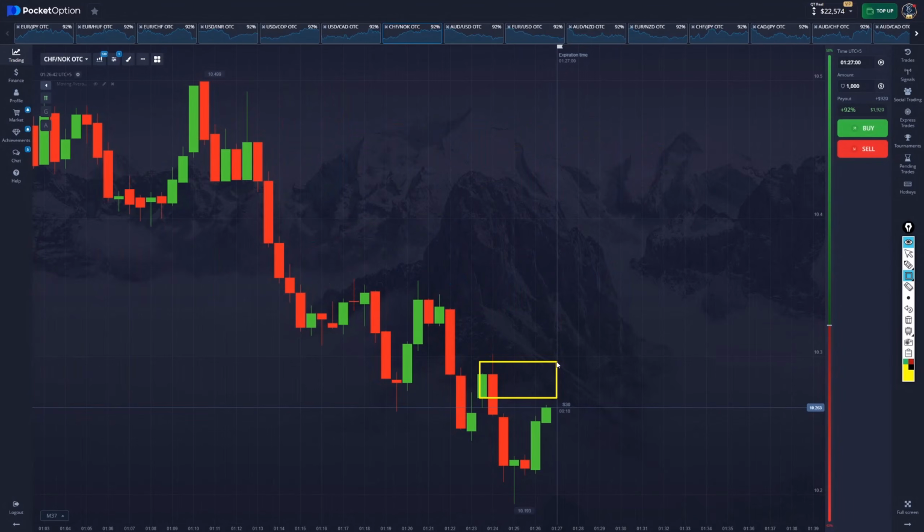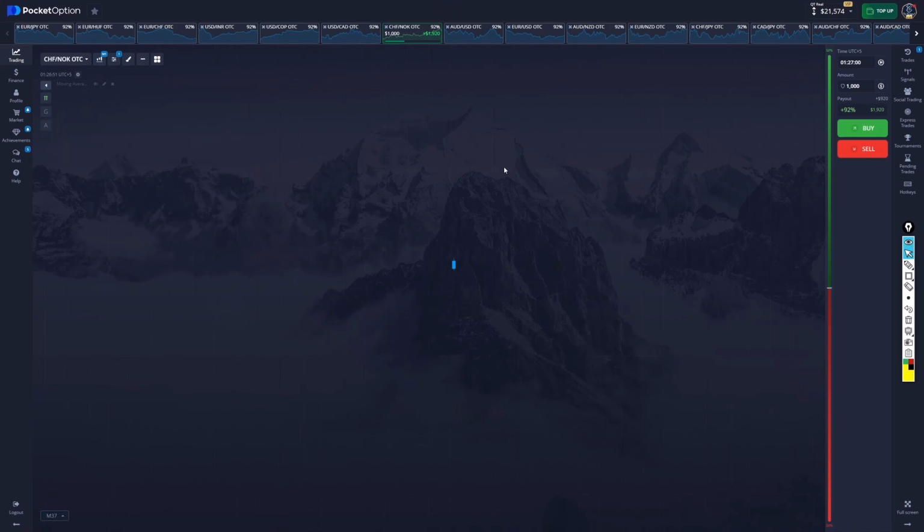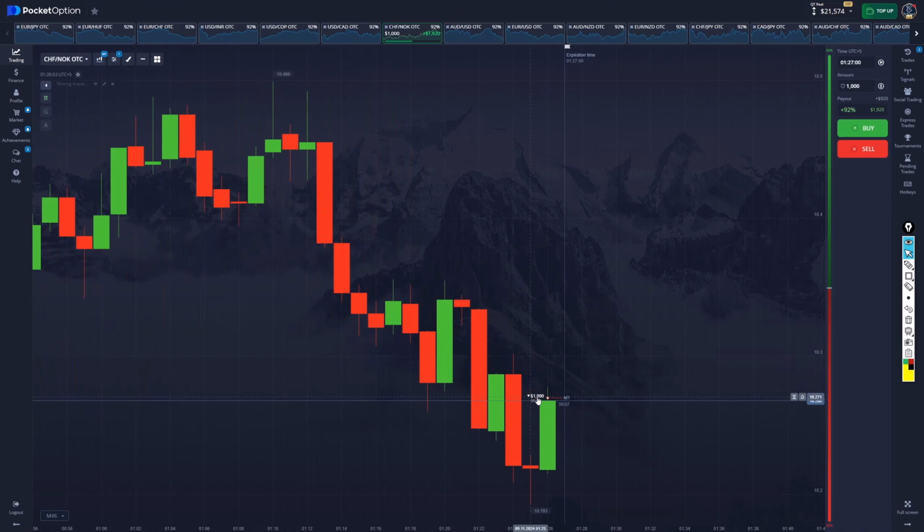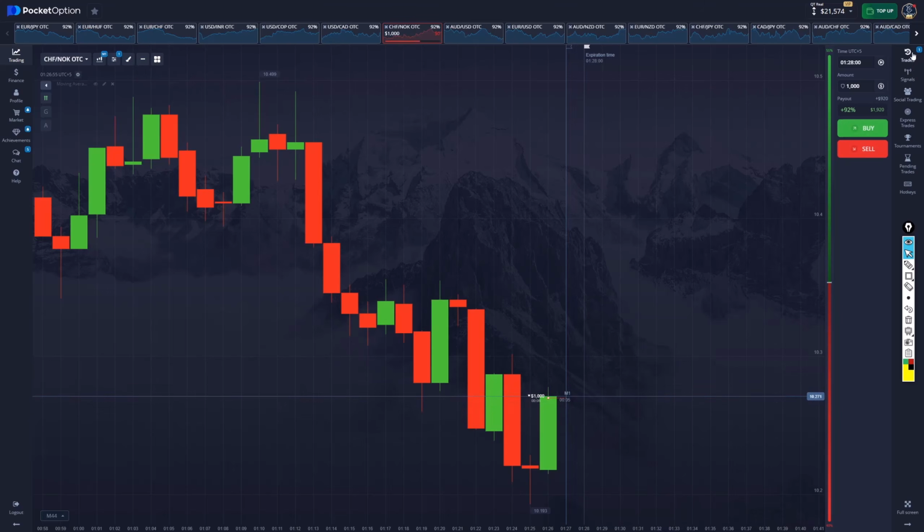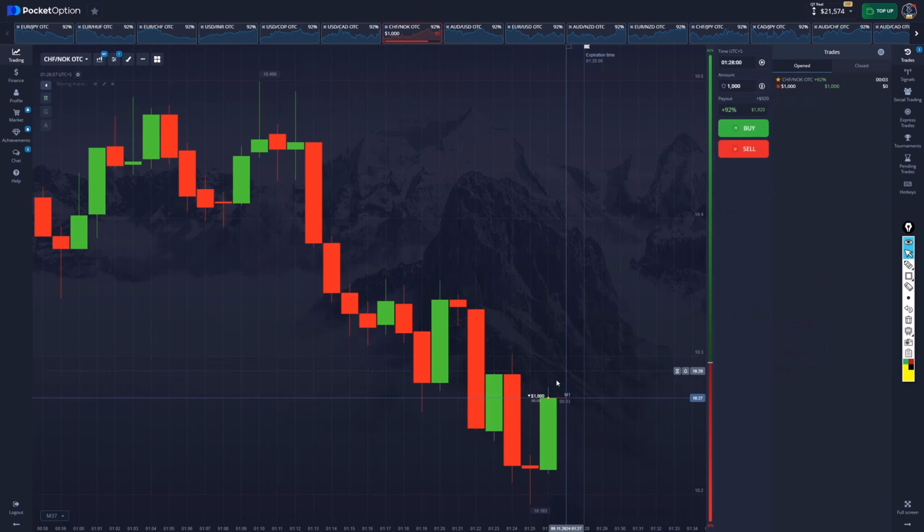In this session, I will try to take some trades and explain each and every single trade. So my first trade will be right here. I'm expecting a rejection from this zone and then I will explain why I took this. Okay, the trade will close in 4, 3, 2, 1. Okay, it was a draw.